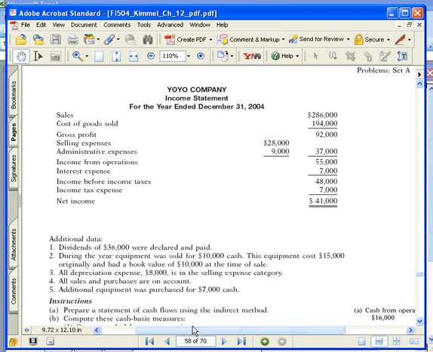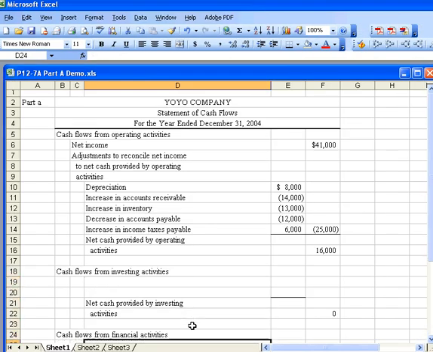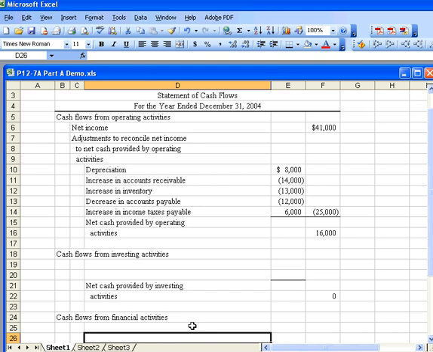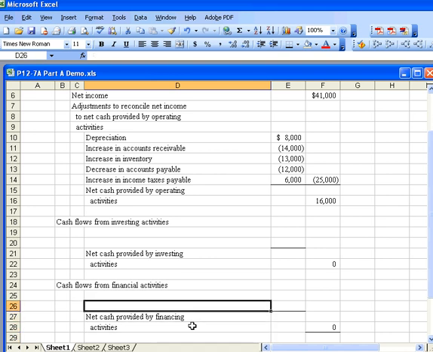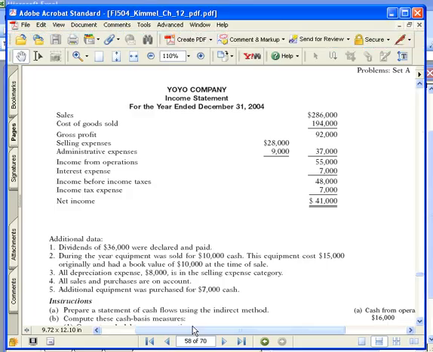Dividends of $36,000 were declared and paid. Okay, if we're declaring and paying dividends, that needs to be reflected in the financing activities area. Why don't we label that payment of cash dividends? And again, you don't have to get the words perfect, word for word correct. Just give it your best shot. That will have a negative effect.